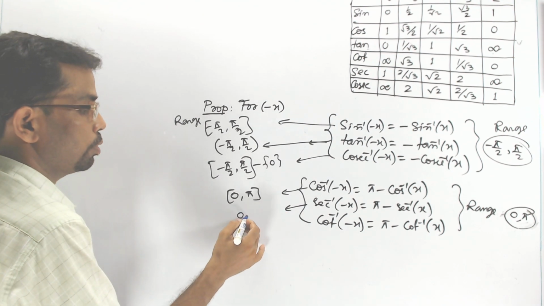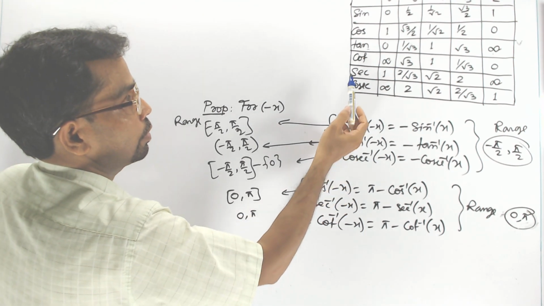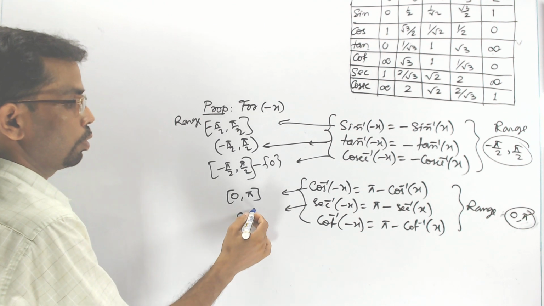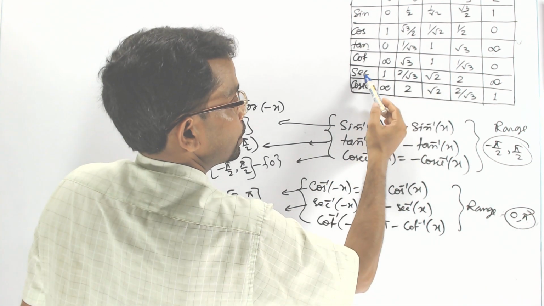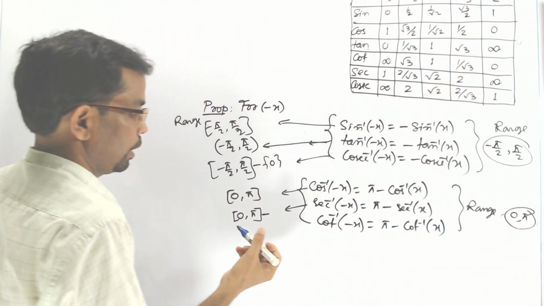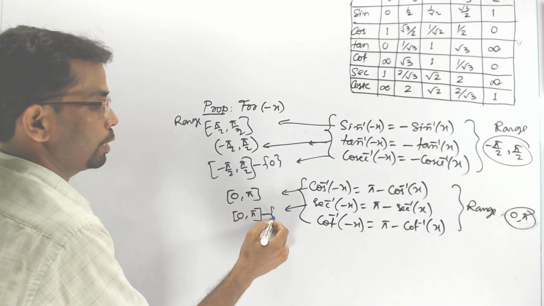For sec also it will be 0 to pi. Sec 0 is defined or not? Sec 0 is defined. So it will also be having closed interval, but minus π/2. Sec π/2 is not defined and π/2 is in this, so we have to reject π/2.